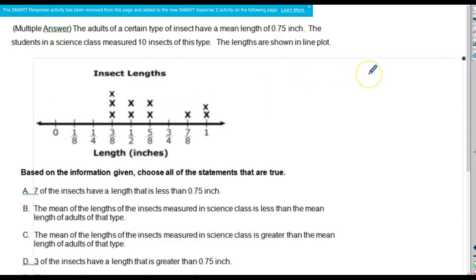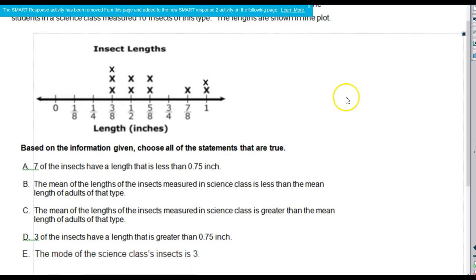It says the adults of a certain type of insect have a mean length of 0.75 inches, or 75 hundredths of an inch. The students in a science class measured 10 insects of this type. The lengths are shown in a line plot. So here's our line plot here.